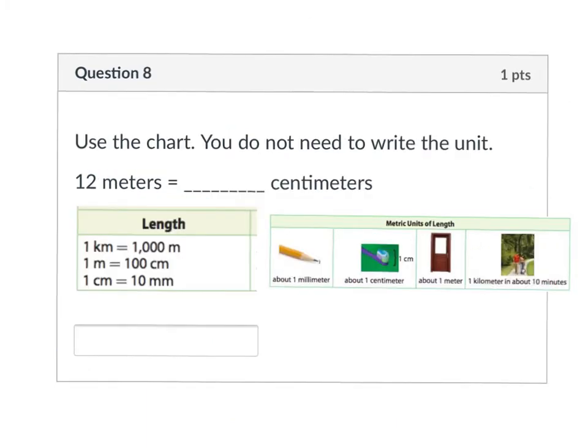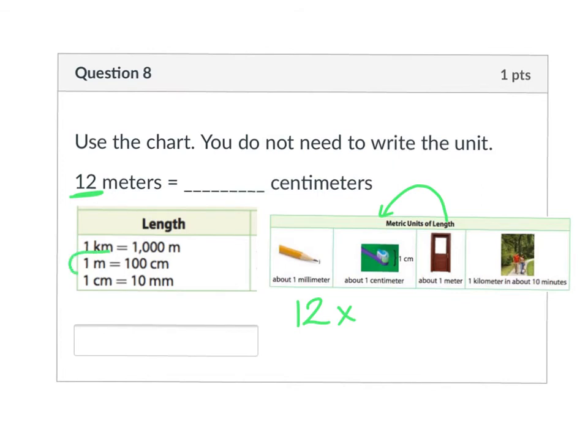Question 8, use the chart. You do not need to write the unit. So 12 meters equals blank centimeters. So again, we're going to use kind of our benchmarks in our conversion chart. This time we're going from large to small. And remember that little tip, horse to fly, you multiply. So we are going from a horse, a bigger unit, to a smaller unit. And so we're going to take our number we have, 12, and we're going to multiply. Horse to fly, you multiply.